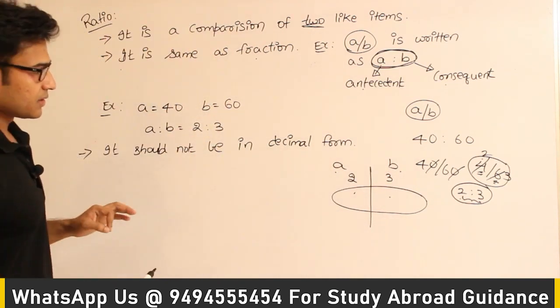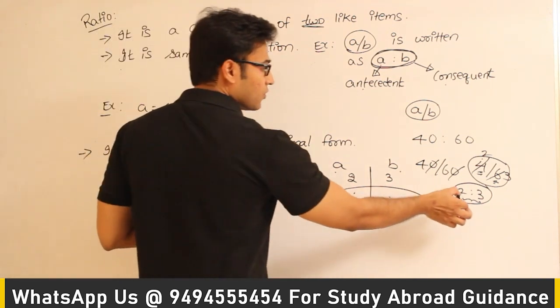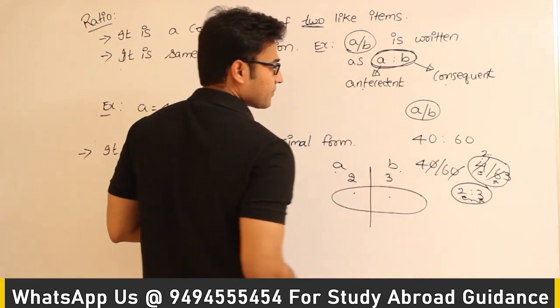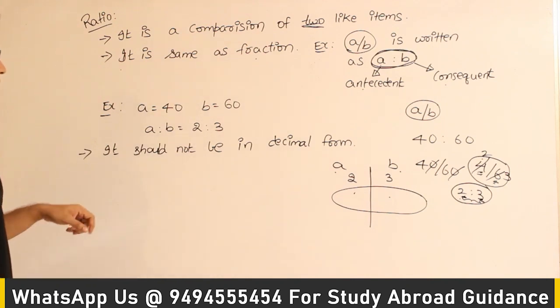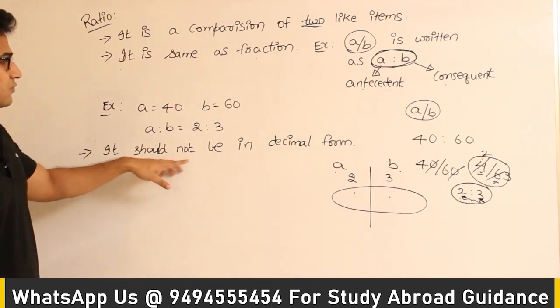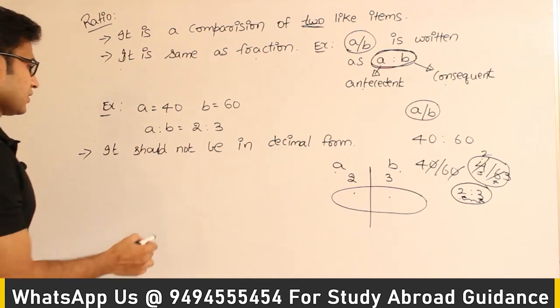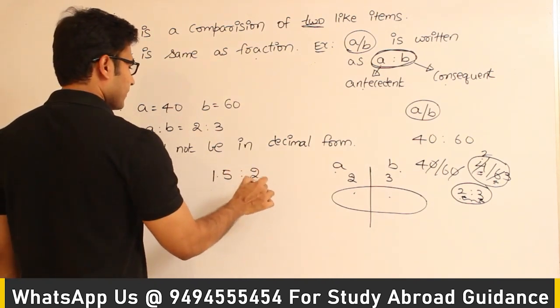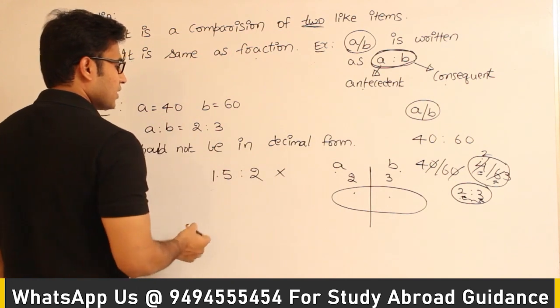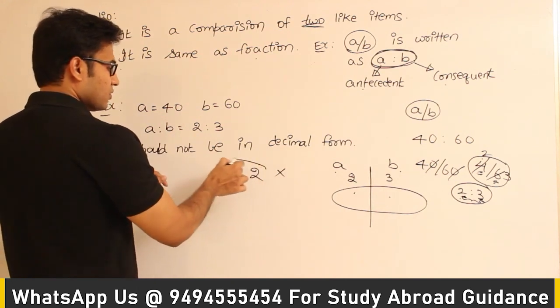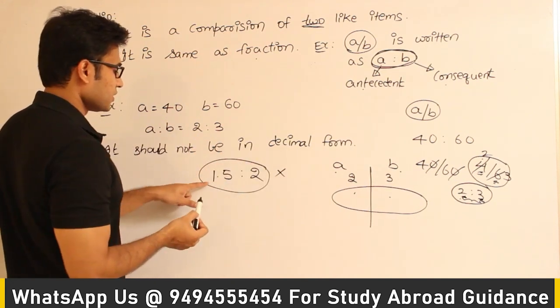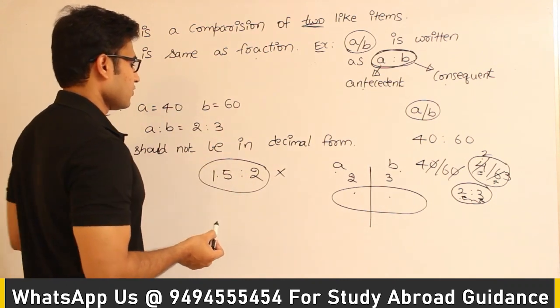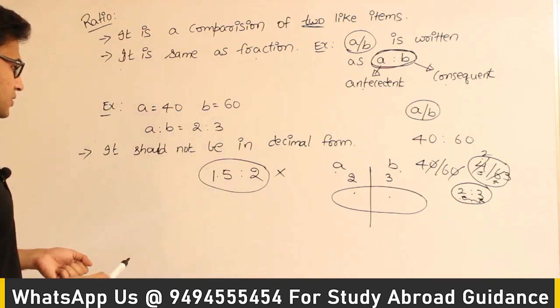And it's always better that you simplify the ratio as much as possible. Got it? And it should never be in the form of a decimal. Like, you should never write it like this: 1.5 is to 2. This is not valid. If you want to write the ratio, write it in terms of integers only, right? Don't write it in terms of fractions. Generally positive integers are used, right?